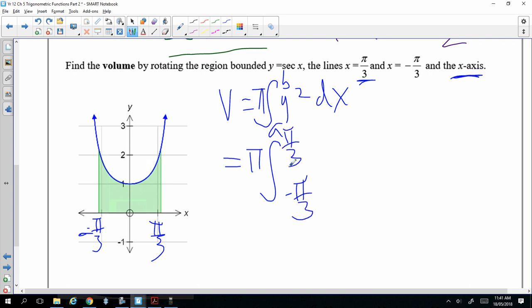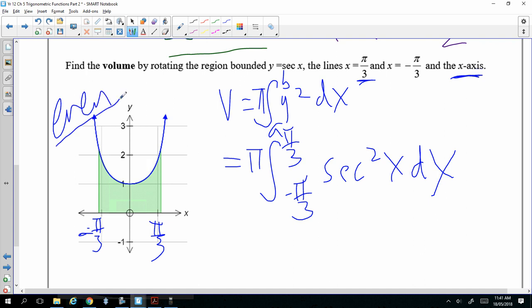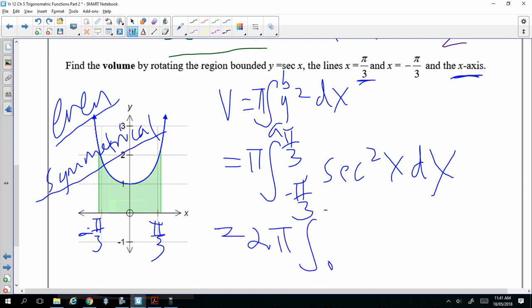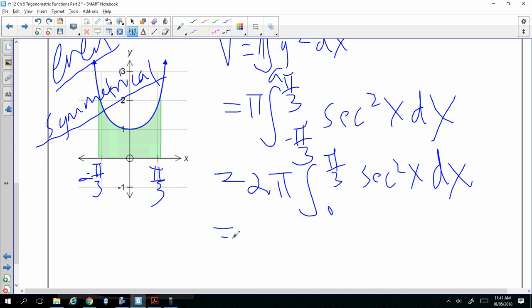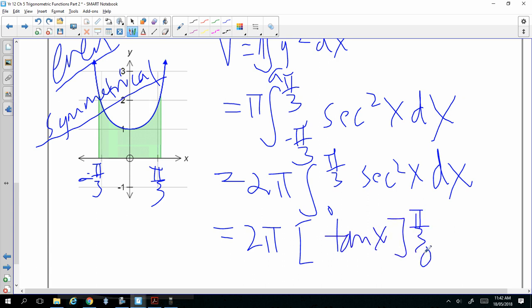Now notice this is an even function and it's symmetrical, isn't it? The region is symmetrical. If the region is symmetrical, you're allowed to double and go from 0 to pi over 3 instead. That could make it faster. So you get 2 pi. What's the integral of sec square? It's tan x, good, tan x, pi over 3, 0. Now you need to know what tan pi over 3 is. Tan pi over 3 minus tan of 0.